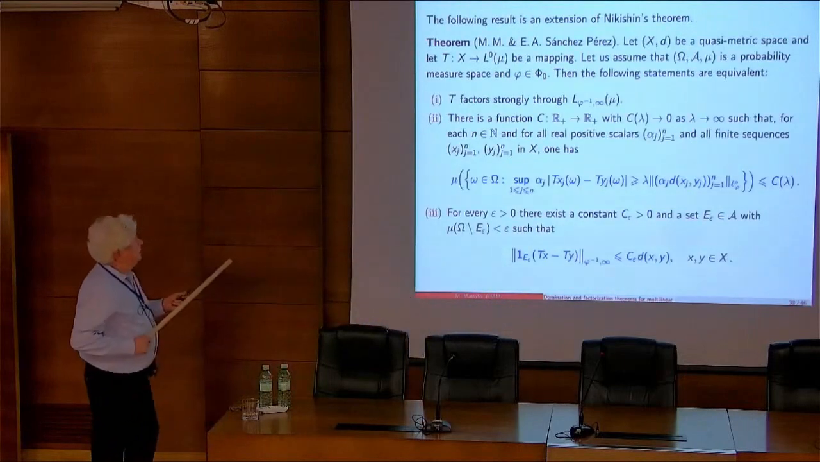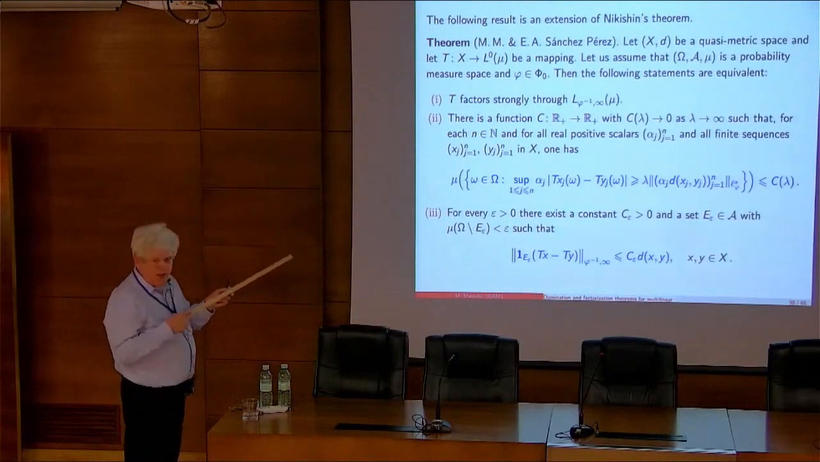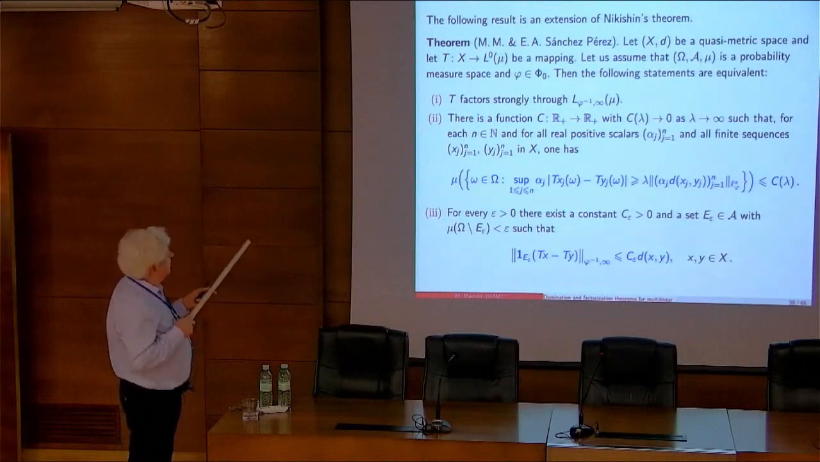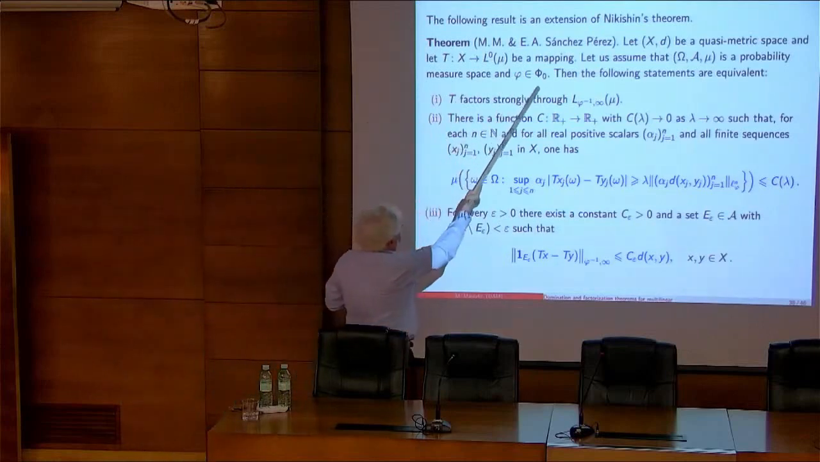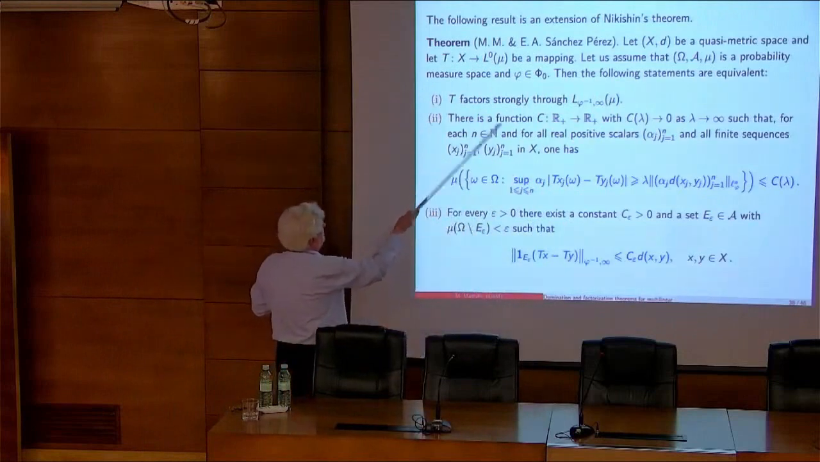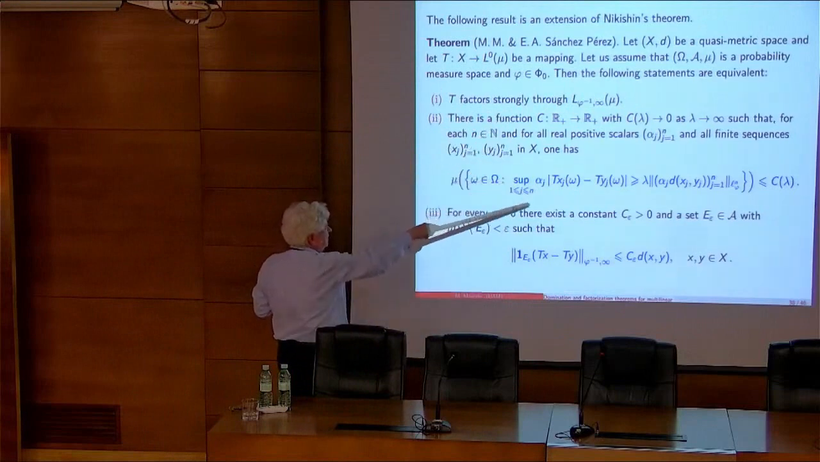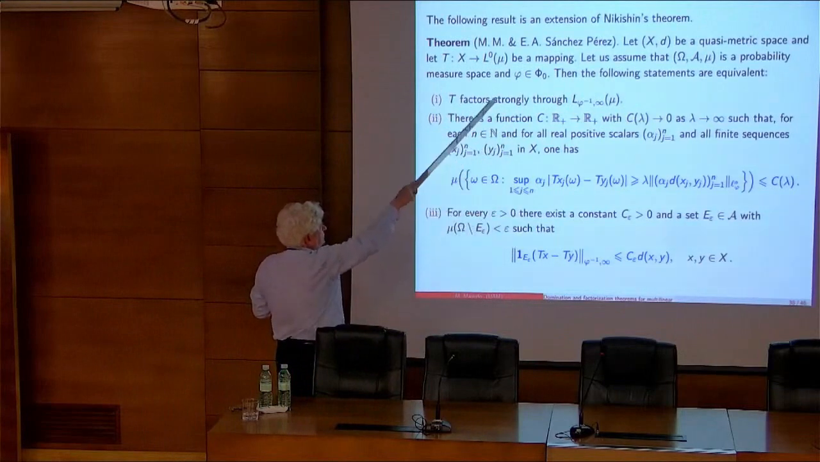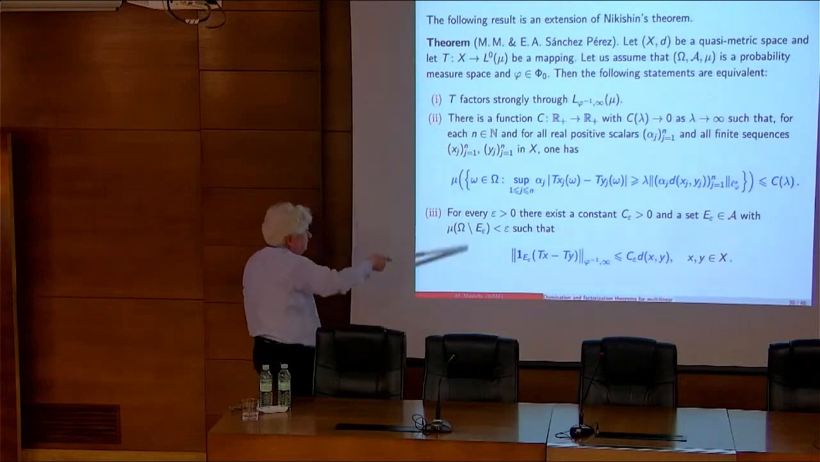Okay, so this is this version of Nikishin for the Lipschitz case. So (X, d) is a quasi-metric space, T is a mapping. We assume that our measure space is a probability space, and the function phi is in phi 0. Then these three conditions are equivalent. Without this assumption, there are some implications, but I would like to see equivalence.